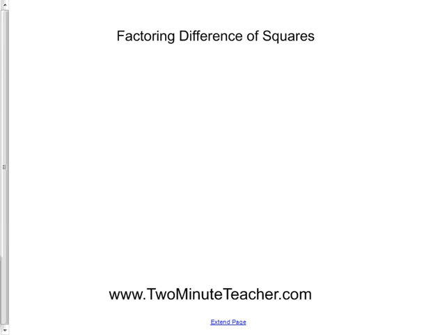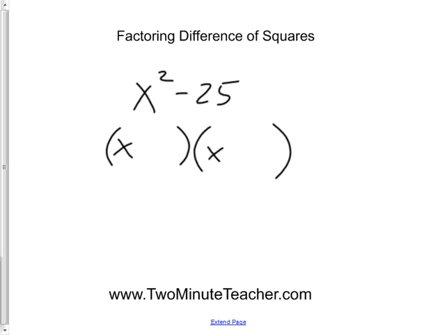Okay, a quick description of how to factor the difference of squares. So if I have a problem like this, here's the simplest kind, x squared minus 25, it factors into, you take the square root of x squared, which is x, and I take the square root of 25, which is 5, and 5, and then I make one plus and one minus. Now how do I know this is actually the factored form of that?